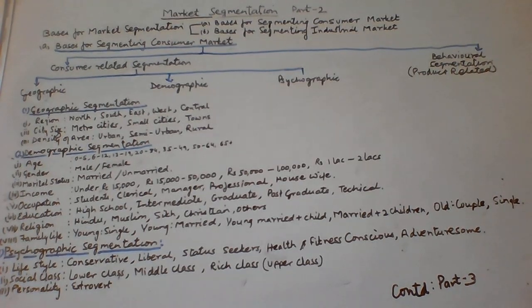This is the person who wants to live a life in a different manner, whether health and fitness conscious or adventuresome. The person chooses the lifestyle, and with the chosen lifestyle, the buying changes automatically. Now, social class again plays a very important role. Segmentation by social class is done on the basis of the economic condition of people, for example a lower class, a middle class, and a rich or upper class.